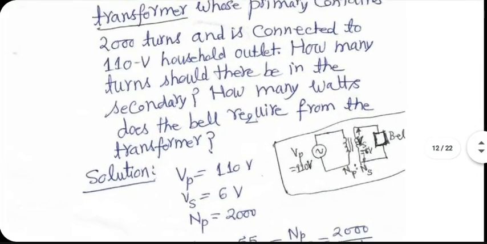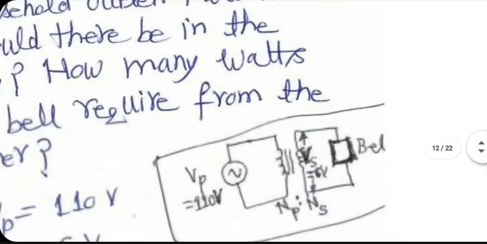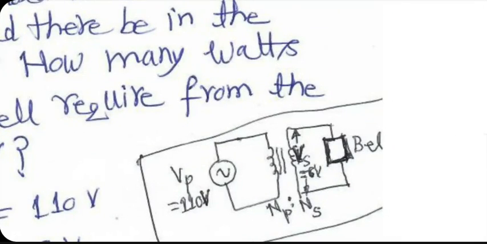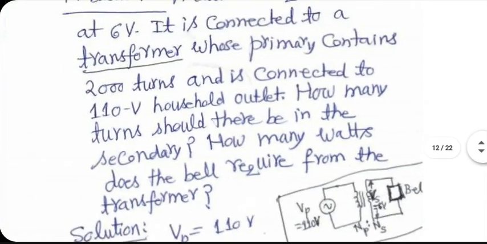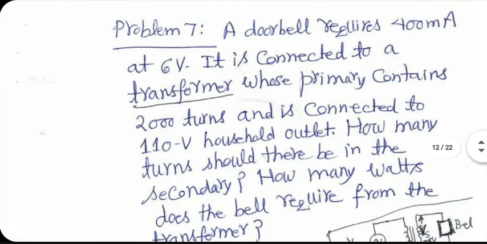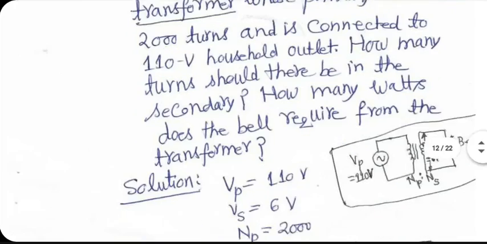This is how the connections are. This is the outlet voltage, 110 volt. It is connected to the primary of the step-down transformer. You choose NP and NS carefully so that VS happens to be 6. And IS also is given to you. IS should be 400 milliamperes. It's all given.